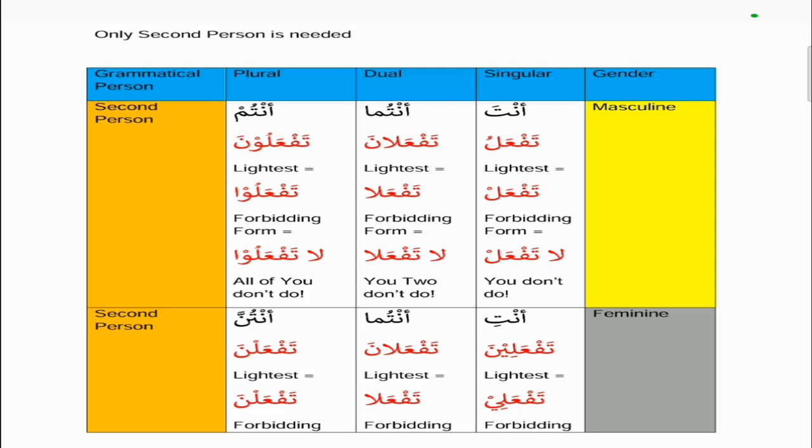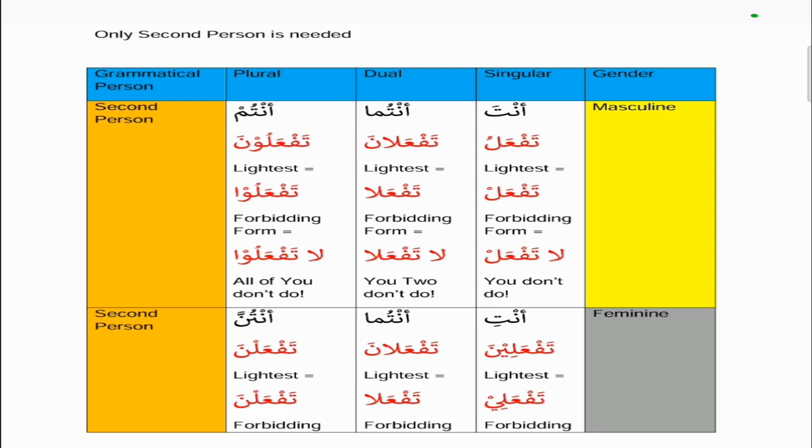Because taf'alu means you do, or you are doing, the forbidding would be you don't do. You man or masculine don't do. And so antuma, the original is taf'alani. If you want to turn that into the lightest form first, because it's an "any" combination of alif noon, we just take the noon away, so it becomes taf'ala, and then we add the lam at the start, so it becomes la taf'ala, which means both of you men, don't do.